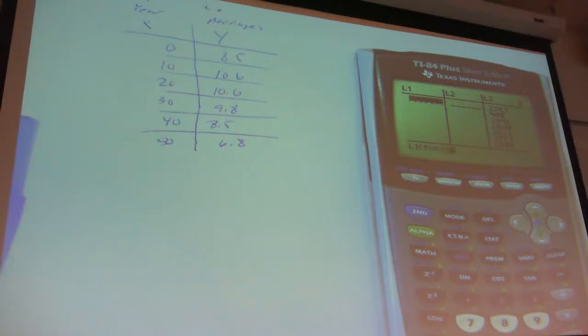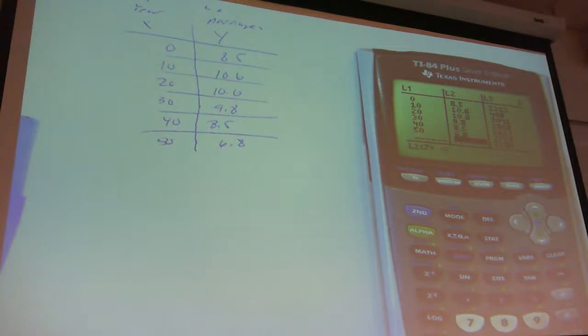Then we put 0, enter, 10, enter, 20, enter, 30, enter, 40, enter, 50, enter. And in list 2, 8.5, 10.6, 10.6, 9.8, 8.5, 6.8. So any questions on how to put the data in the calculator?